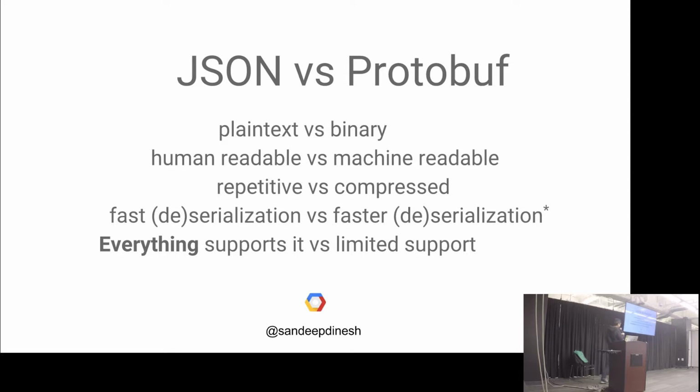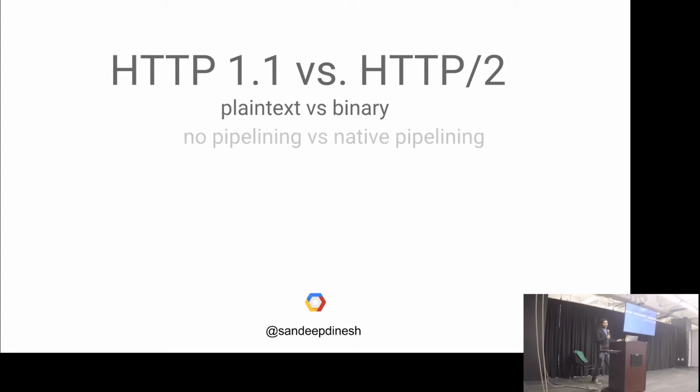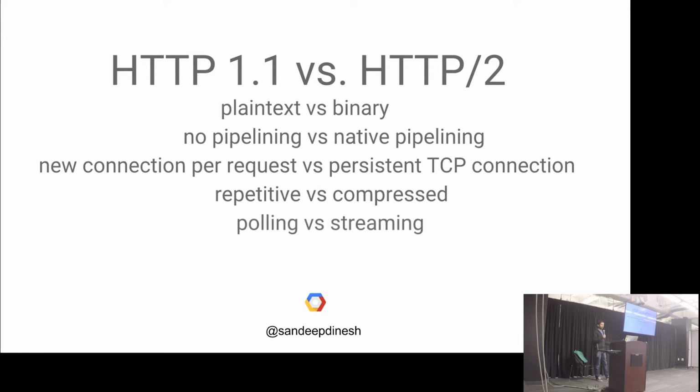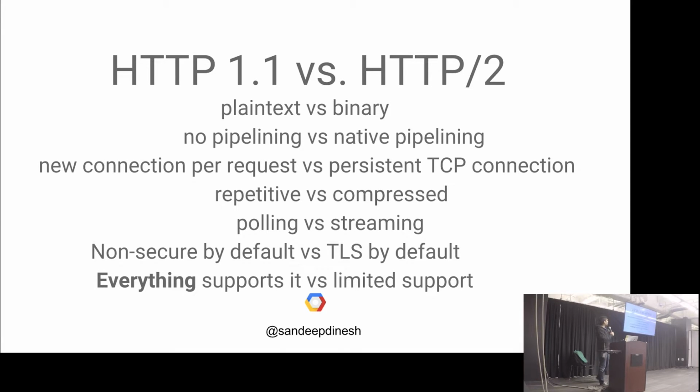But the big thing, of course, is everything supports JSON. Every single programming language I can think of, every single data exchange format, everything supports JSON. Protobuf has much more limited support. Very similar story for HTTP1 versus 2: plain text versus binary, no pipelining versus native pipelining. It's a new connection per request versus a persistent TCP connection. Repetitive versus compressed, polling versus streaming. You have to use TLS with HTTP2 unless you turn it off, which you shouldn't do. And again, everything supports HTTP1, much more limited support for HTTP2. Growing quickly, but still much more limited.